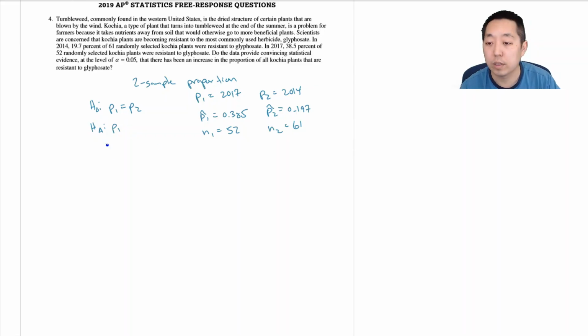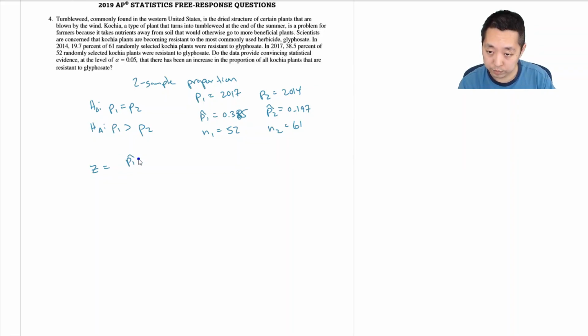Yes, I did that right. Okay, cool. For the alternate, I think they're becoming more resistant, so the proportion in 2017 is larger than the 2014 one. I'm trying to see whether a higher proportion are resistant. So what are our statistics? We're going to use a Z statistic because for proportion testing, you always know the population standard deviation, because it's a binomial distribution.